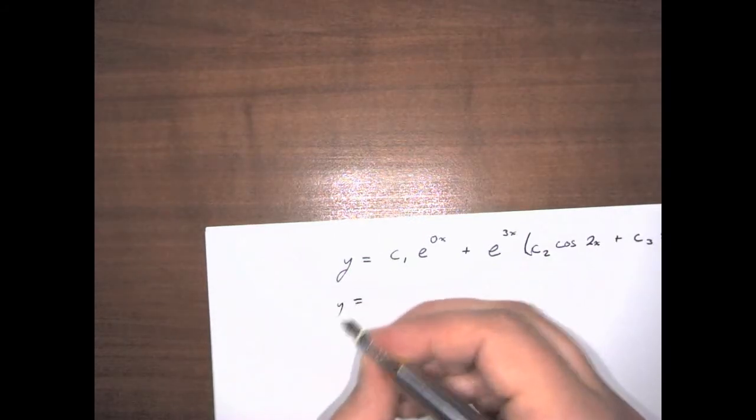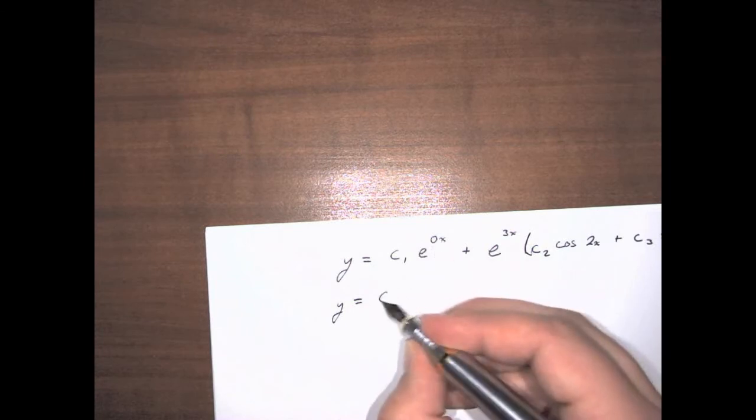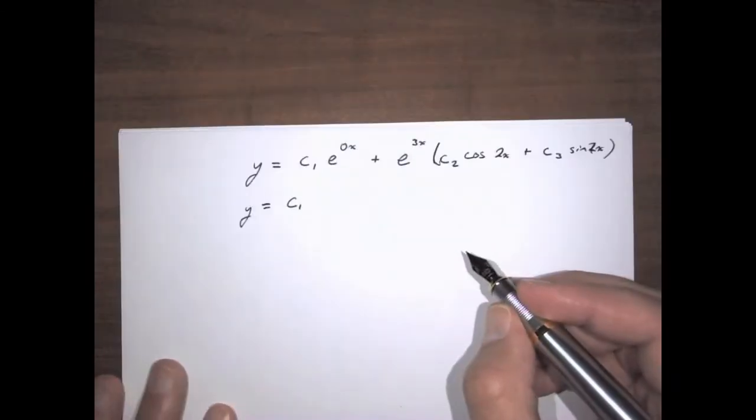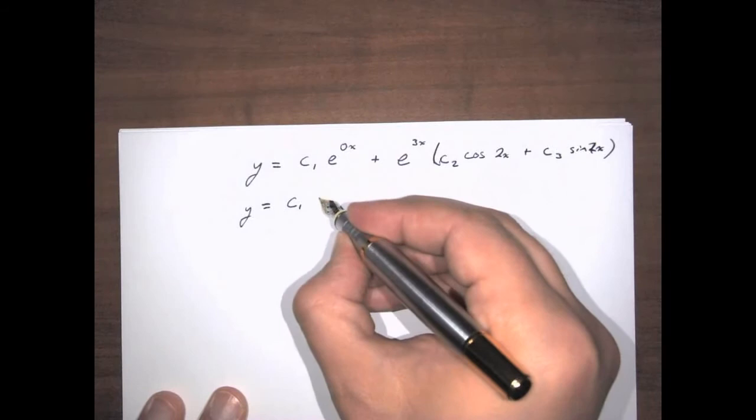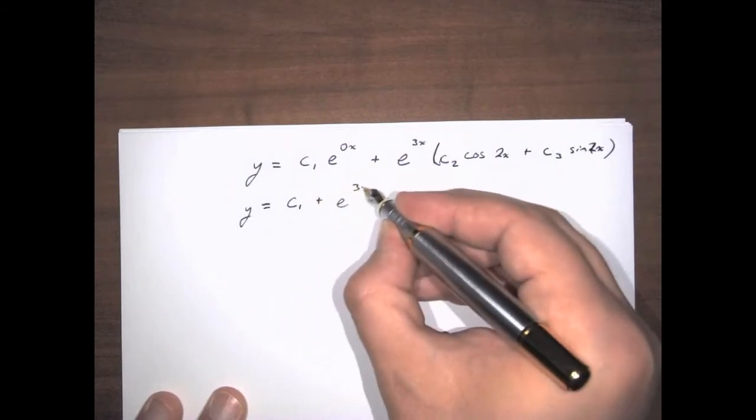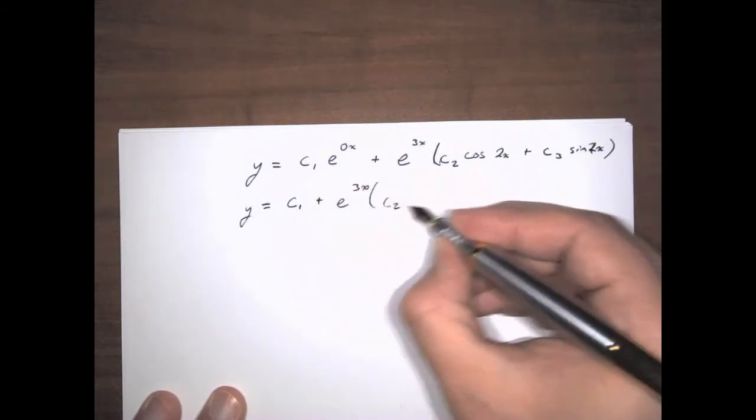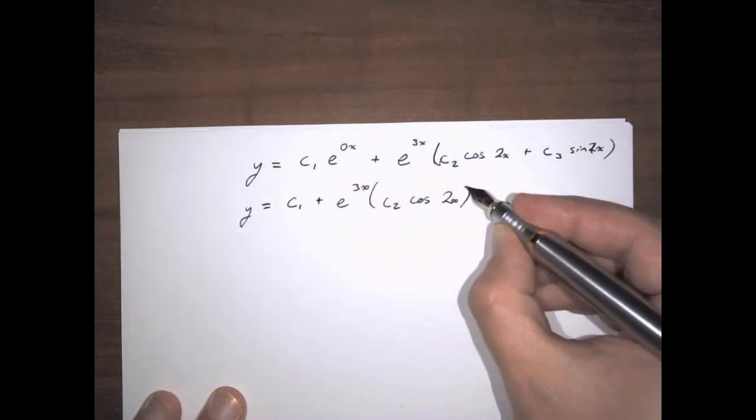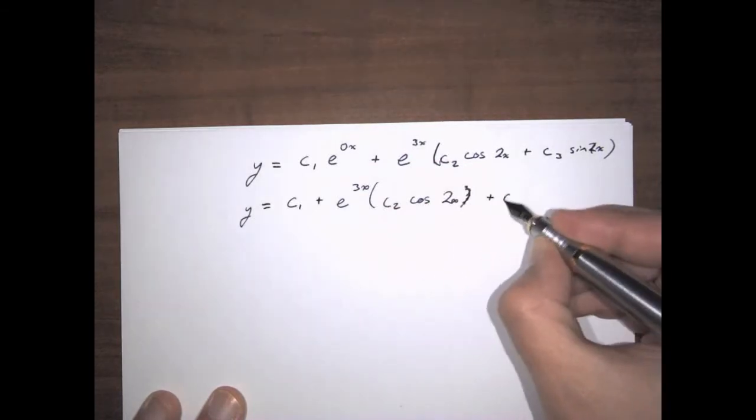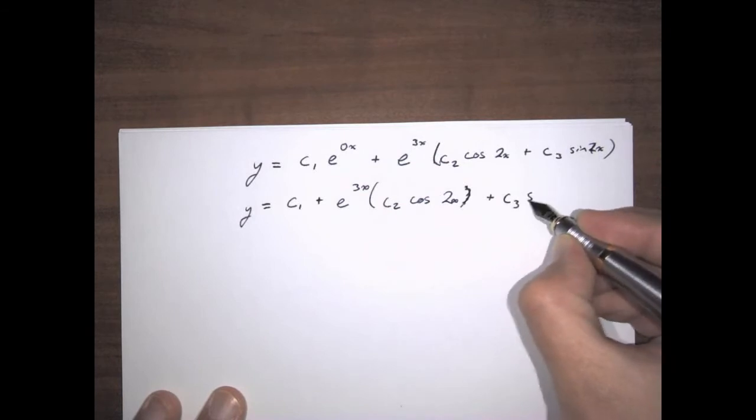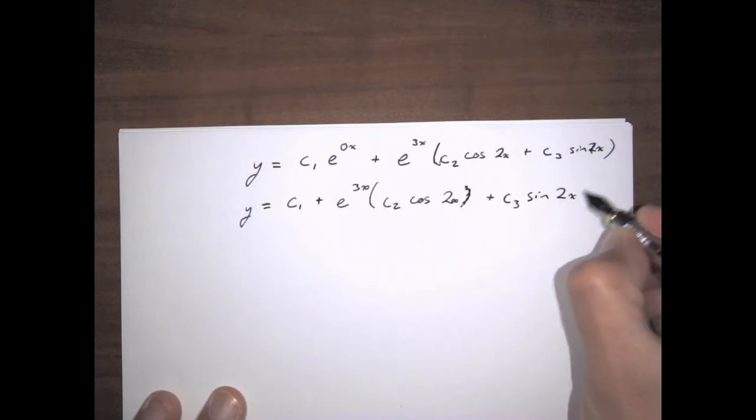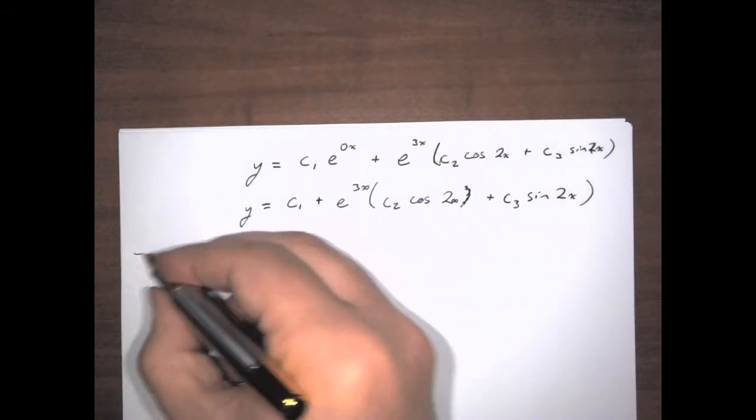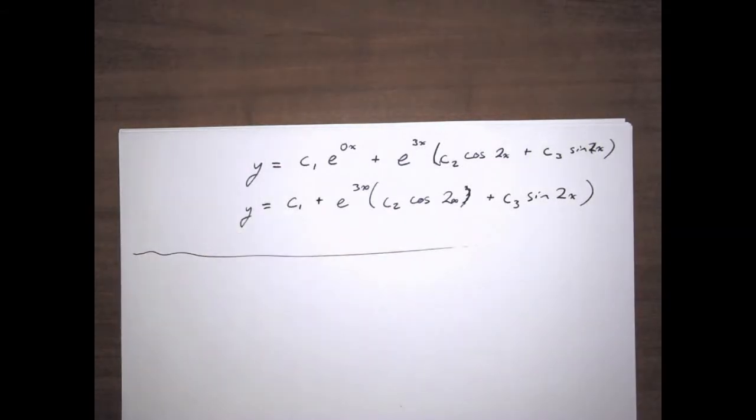And then that's just going to be c1, the constant, plus e to the 3x, c2 cosine 2x plus c3 sine 2x. Okay.